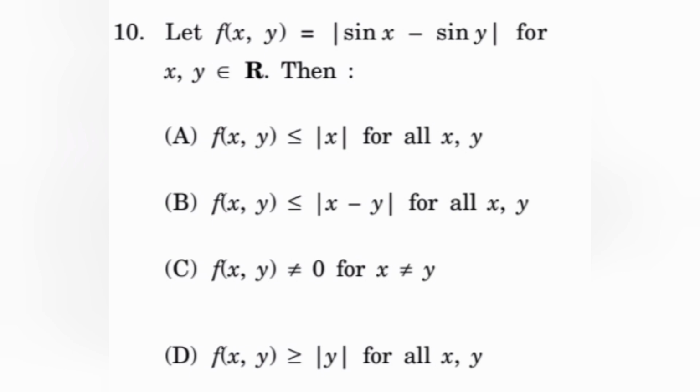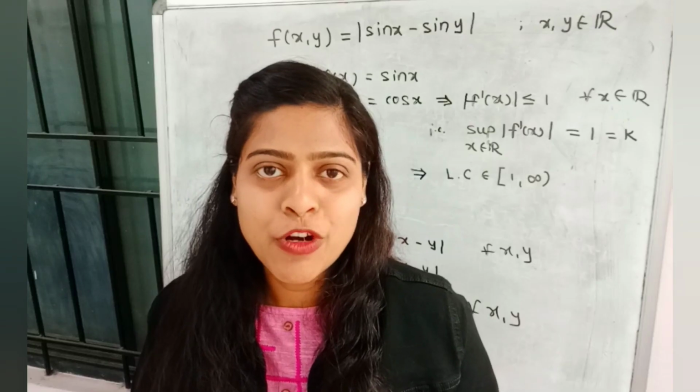This question is from SET examination. Let function f of x comma y be equal to modulus of sin x minus sin y for x comma y belongs to R. Option 1 is f of xy is less than or equal to modulus of x for all x comma y. Option 2 is f of xy is less than or equal to modulus of x minus y for all x comma y. Option 3 is f of xy is not equal to 0 for x not equal to y, and option 4 is f of xy is greater than or equal to modulus of y for all x comma y. The question is from real analysis topic.